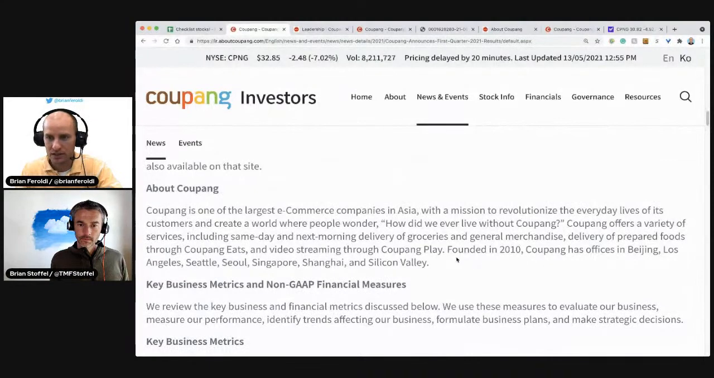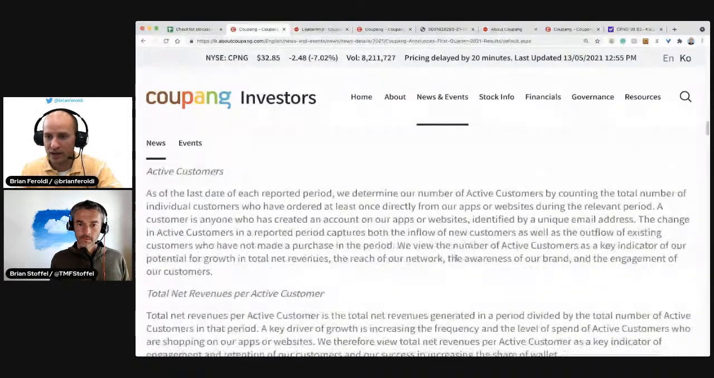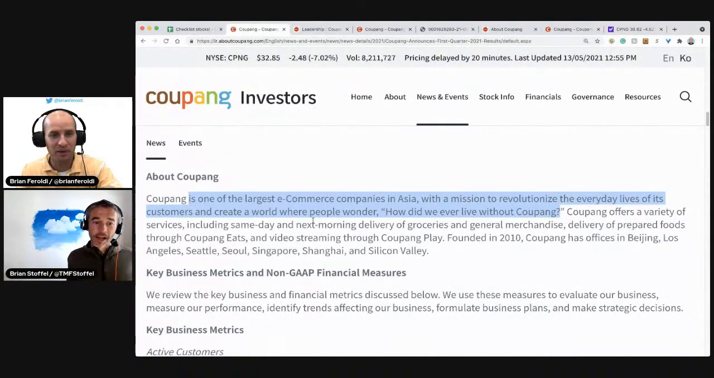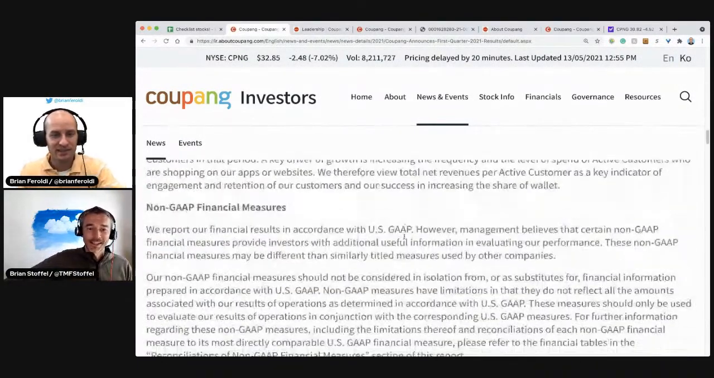Coupang has offices. Their mission is right in there. I mean, it's right in there. They know how to make it clear.